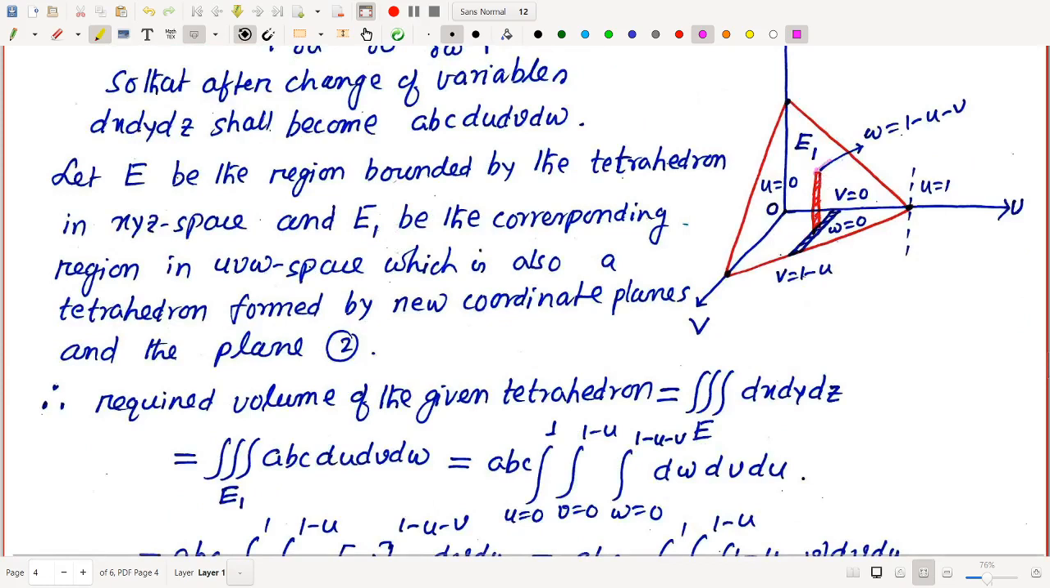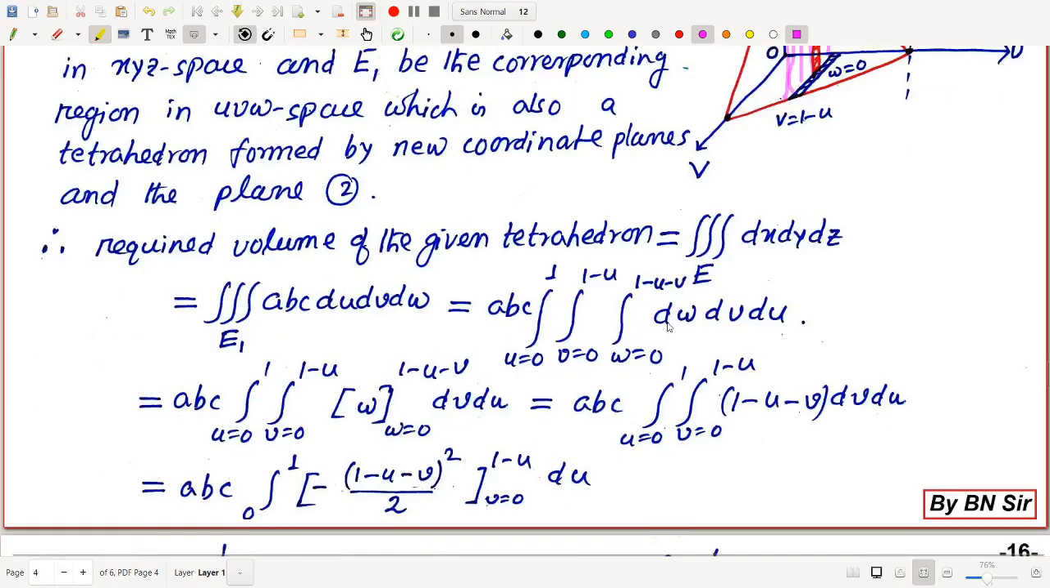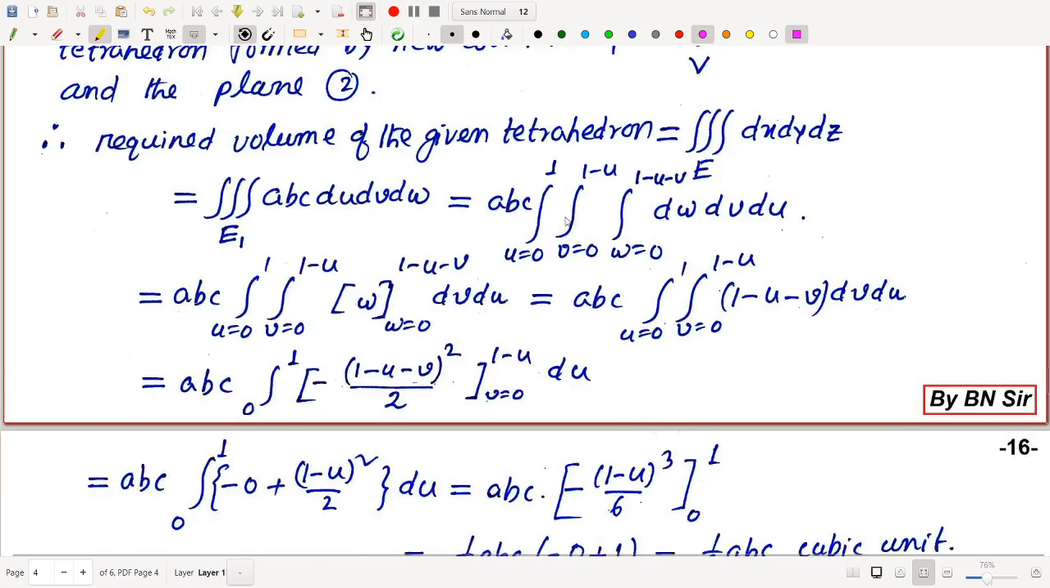First w from 0 to 1 minus u minus v is the strip, and then the strip is moved parallel to the v axis, this sheet, and then the sheet is moved from u equal to 0 to u equal to 1. Okay, so these are the repeated integrals.